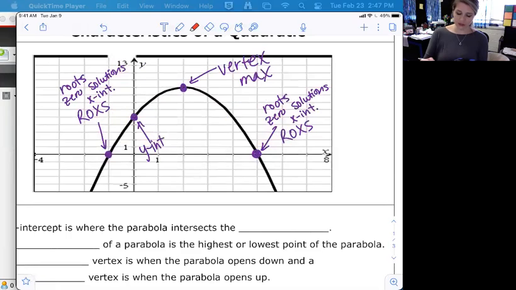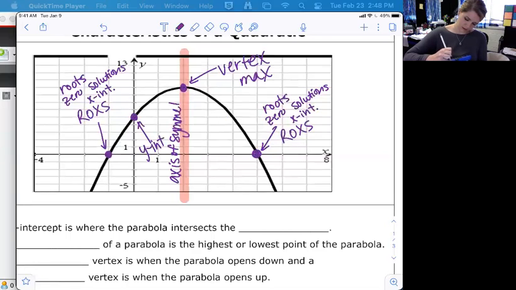Our axis of symmetry is a line that goes down the middle. It always goes through your vertex. This is what your assignment's going to be over today, so I wanted to go over it with you again. Again, your axis of symmetry always goes through your vertex. It'll go through the x value of your vertex, in this case, x equals 2.